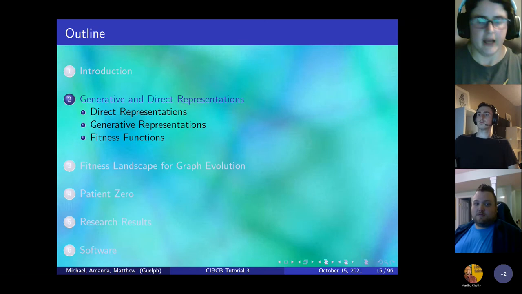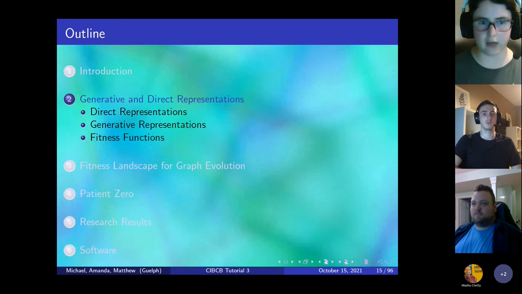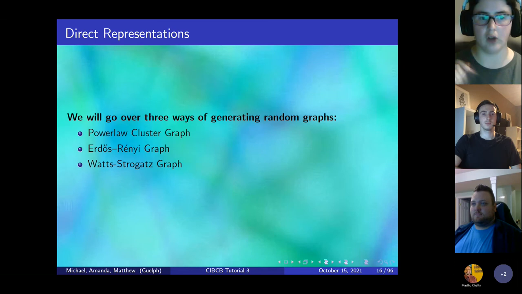Okay, so back to this problem, trying to get a representation that we can then apply evolution to, there are going to be two different broad categories for this. It can have a generative representation or a direct representation. We're going to go through the direct representations first. And then we'll talk about the generative representations and then discuss what fitness functions we can use.